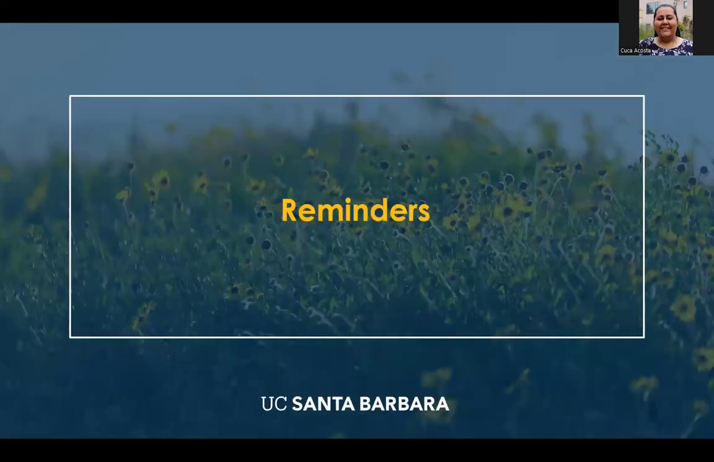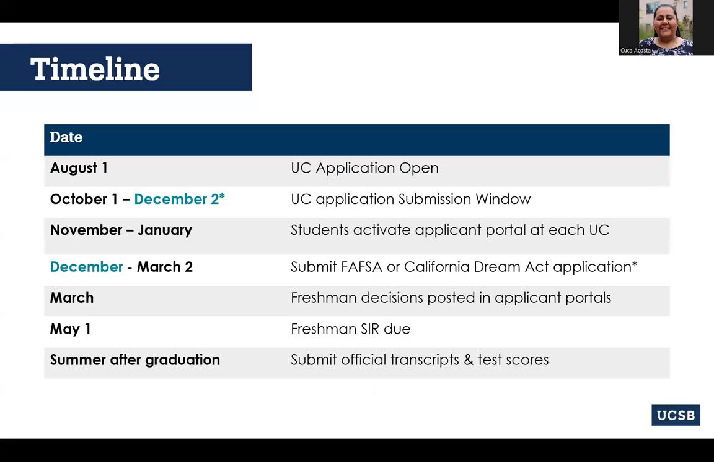All right, to wrap up with a few reminders and timeline. The UC application is, of course, open, as you all know. It will remain open August to September. October 1st will mark the first day where students can submit their application. I want you to keep in mind that we do not have early action or early decision, as a reminder. So it's not going to be a benefit for the student to submit that application on October 1st.